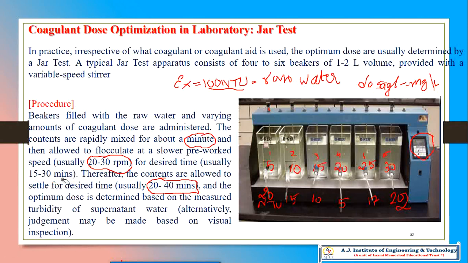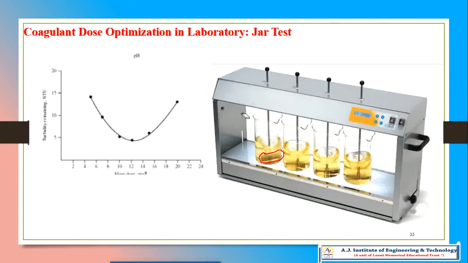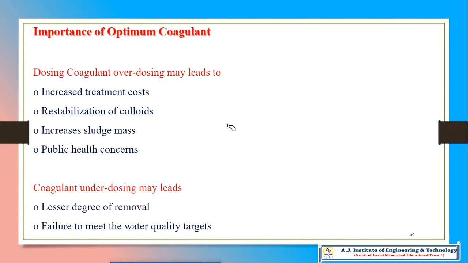Now, I hope you understood very well about your dosage test, that is called jar test, that is the optimum dosage of coagulant. That is, in one beaker you will get the maximum removal with optimum dosage. Okay. I hope you understood. You can see this graph also. Clear. I hope this is clear for you. We'll go to another slide.